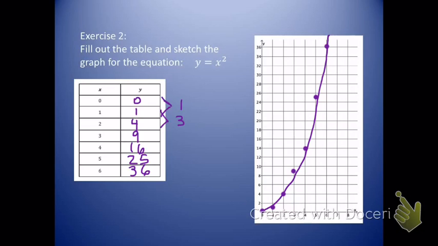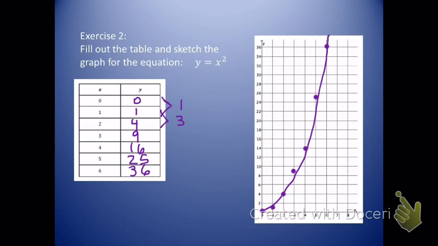So this is a nonlinear function. We know that because of the exponent on the x. We learned that linear expressions only have a power of 1, or 0, on the variable. So an x squared term is what's making this a curve.